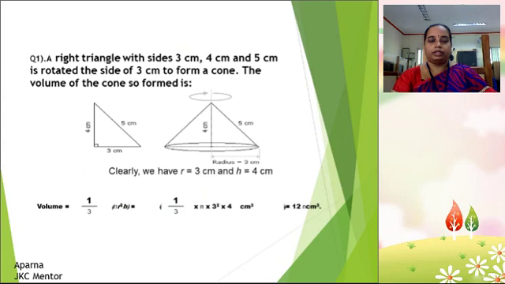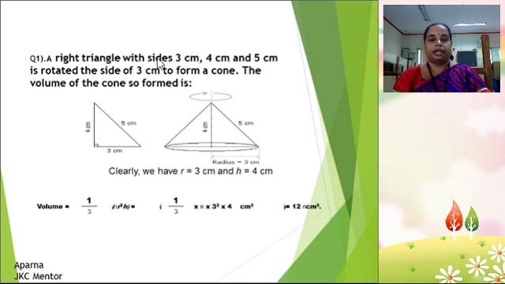Now we are going to discuss some examples based on what we learned earlier. The first one: a right angle triangle with sides 3 centimeters, 4 centimeters and 5 centimeters is rotated about the side of 3 centimeters to form a cone. The volume of the cone so formed is? Now we are going to write whatever is given. Here the sides are given: a right angle triangle with sides 5 centimeters, 3 centimeters and 4 centimeters.